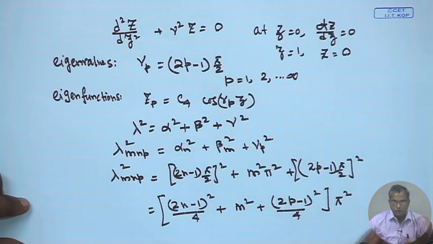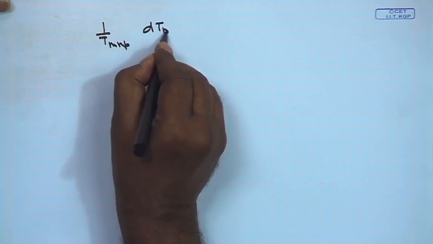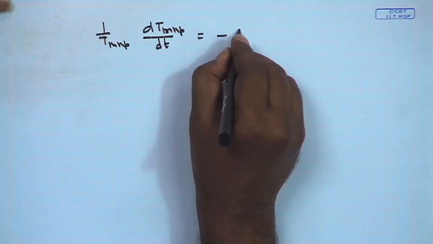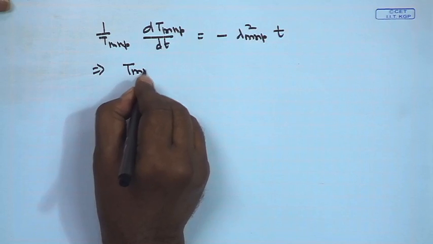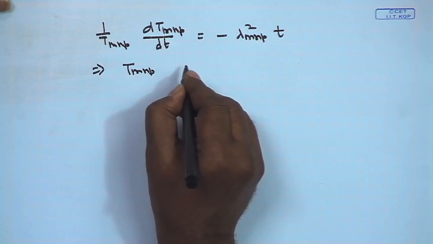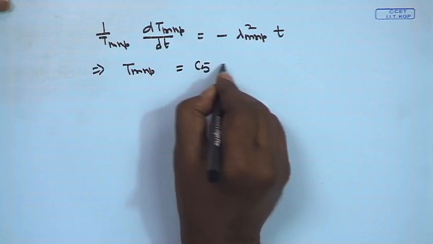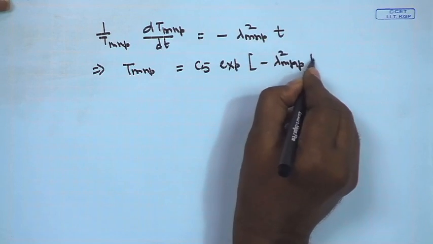So, this is the complete solution of lambda m n p, and once we get this lambda m n p into the time varying part, we will get the solution of the time varying part: 1 over T m n p dT m n p by dt is equal to minus lambda m n p square times T. So, we will get T m n p equal to, let us say, C5 exponential minus lambda m n p square times t.